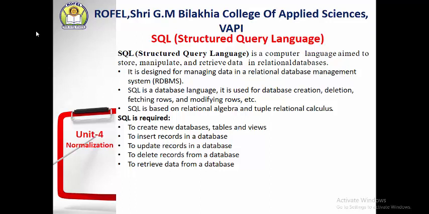Now, it is required to create a new database, tables and views, to insert the records in the database, to update the records in the database, delete some records from the database and retrieve the data from the database. So, because of all these operations, we must use SQL. In SQL, first of all, we have to create the table and the table contains different types of fields. When we create the tables and we assign the fields, at that time we require the data type. So, we learn the data types of the SQL.